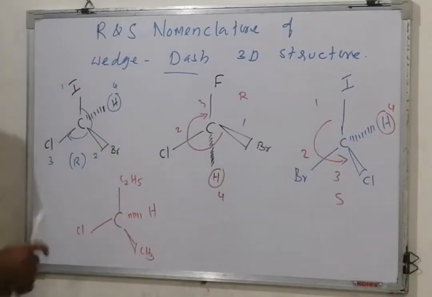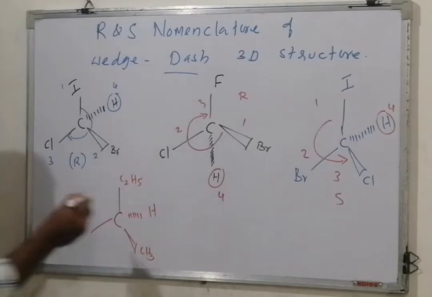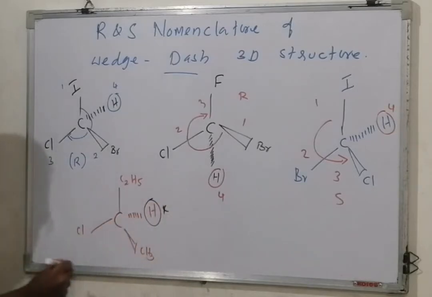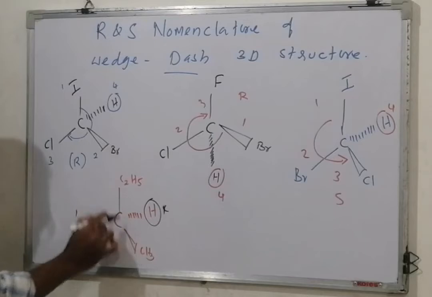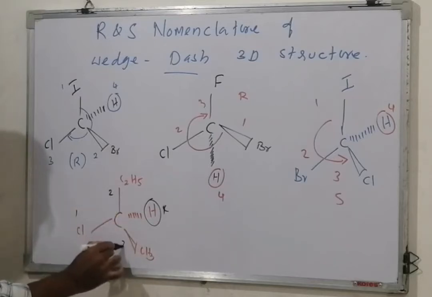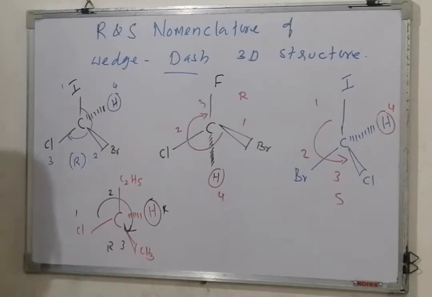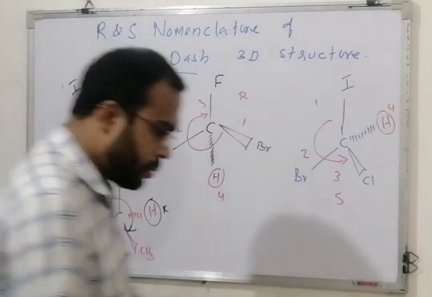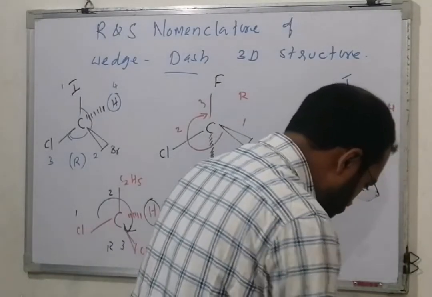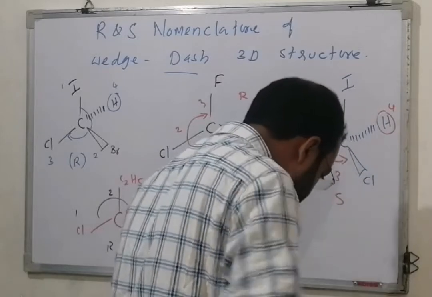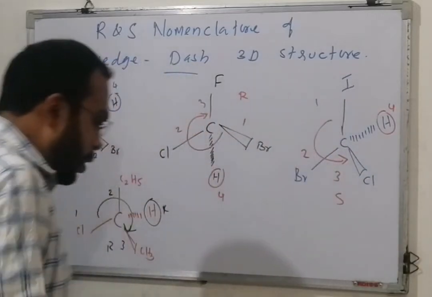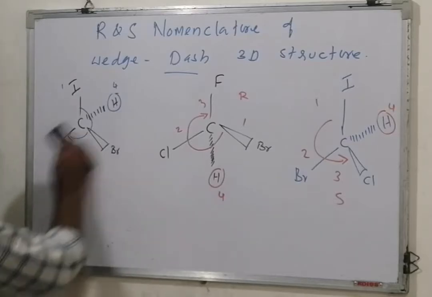Here also the least priority is away from you. Therefore, most priority 1, C2H5 and CH3. This is second priority, third priority. Therefore, this is also R. Okay. Simple. Very simple. Now we can go to some other examples.